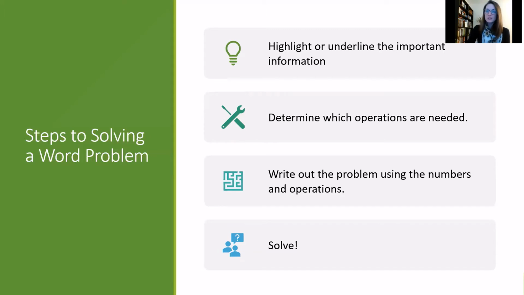Just as a reminder, we always follow the same steps when we're trying to solve a word problem. It's always important to figure out what the important information is first, determine which operations you'll need to do, and then write out the problem using any numbers and operations before you solve.